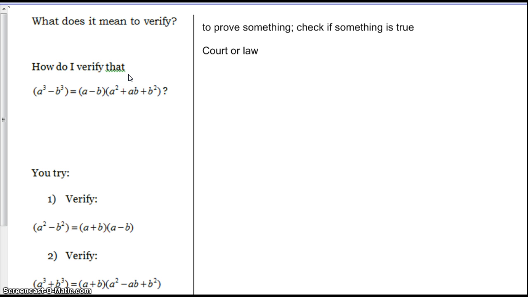So the first one we need to verify, or show, another way to say verify is show, is that a cubed minus b cubed equals our formula for the difference of cubes. I'm going to add the word show as well, because it helps some people understand. The way that we show with a formula, especially with one side equal to the other, is to make one side equal to the other through either multiplication or combining like terms. In this case, we are going to multiply our right side to show that it equals our left side.